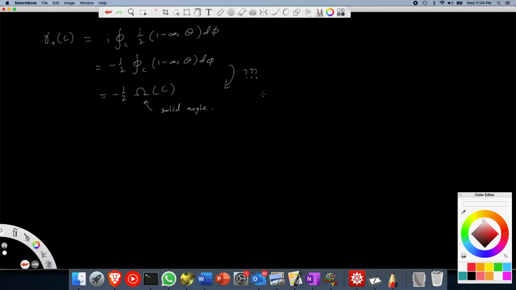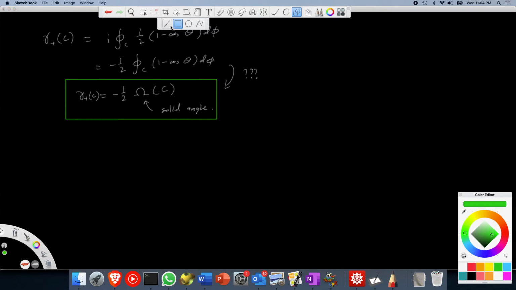So what do we see here? We see that the final expression we get is that the Berry phase of the plus eigenstate is minus half times the solid angle. What this means is that, let's say we have a magnetic field. Remember in the previous video I mentioned that the Bloch sphere and the magnetic field share a lot of similarities in the sense that they sort of live on the same coordinate system.